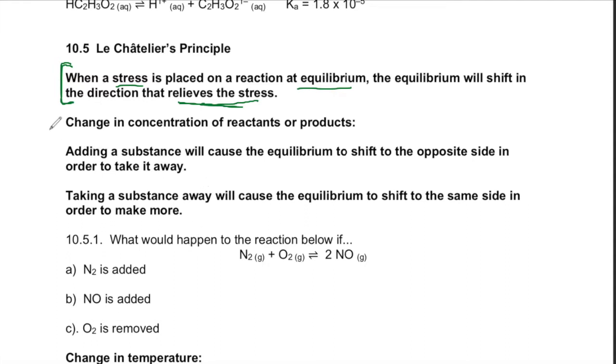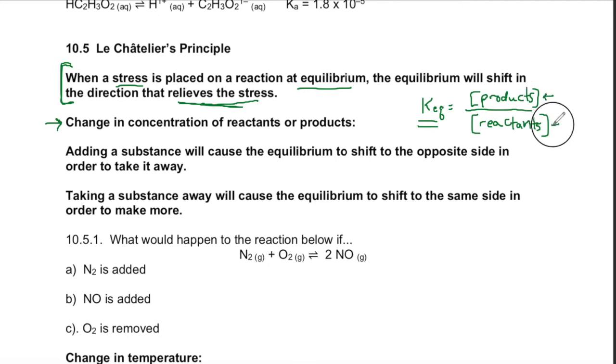So what could you do to it? You could change the concentration of the reactants or the products, either by adding stuff or taking it away. Remember, a system that's at equilibrium has this equilibrium constant, that is the concentration of the products over the concentration of the reactants. And this value, we didn't look at the values too closely, but the value of KEQ for any given equilibrium is a constant. It's always the same. So if you change one of these values, the system's going to have to respond to reestablish the correct value for KEQ.